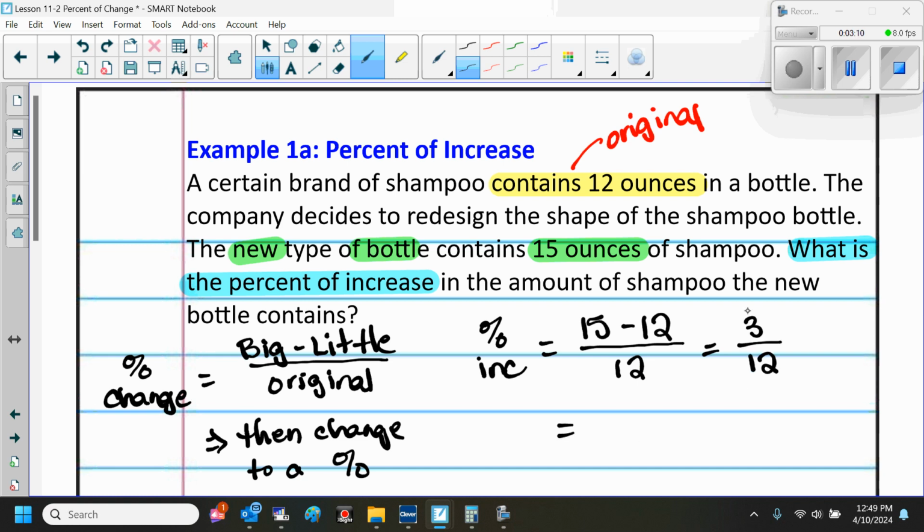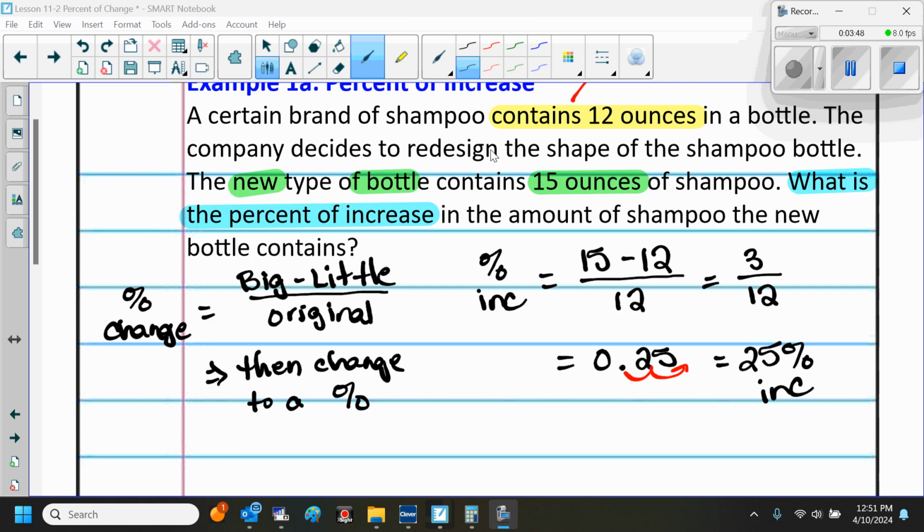And of course, this one's an easy one, right? 3/12 is equal to 1/4, right? So this is where the decimal is 0.25. Right? 25 hundredths. And of course, if you don't remember, you just divide numerator divided by denominator. That's what you get. Now, we change that to a percent by moving the decimal. And now, this gives us a 25% increase. Everybody good with this one?